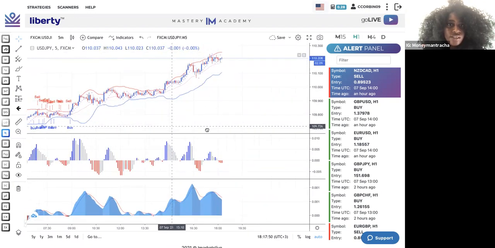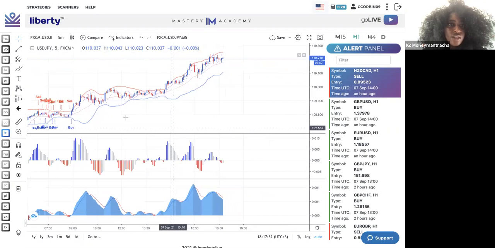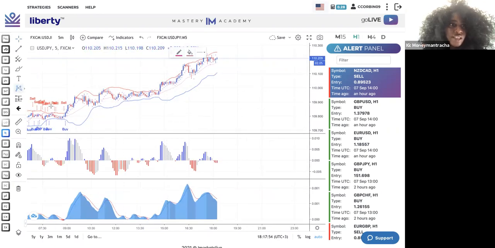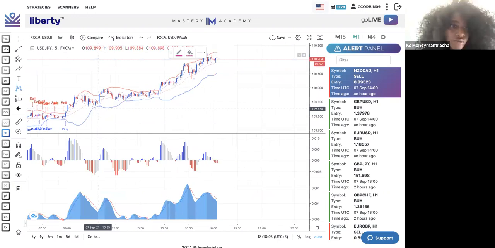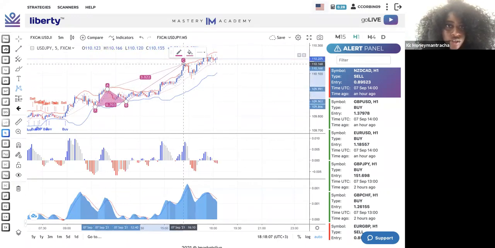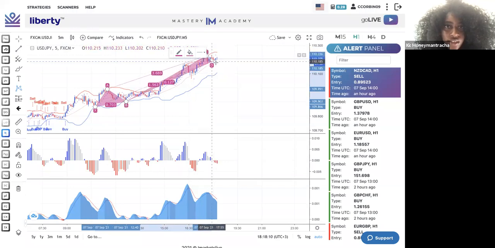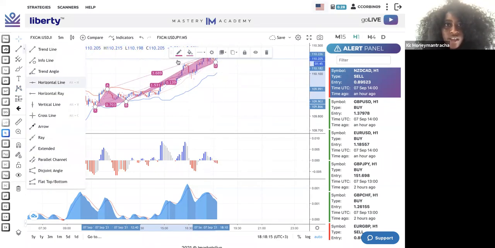It looks like you can put a trend line or you can use your XABCD tool. So let's just do, let's see if we can get a buy. So we're going to do low, high, low, high, low. Because this market looks like it should be buying, we could put our horizontal line here.